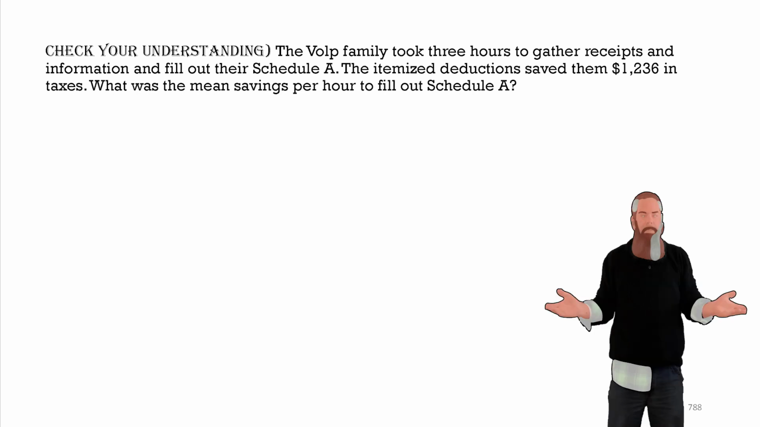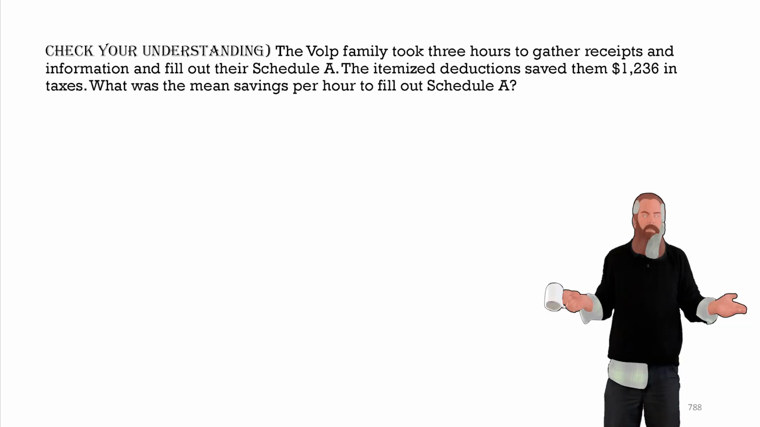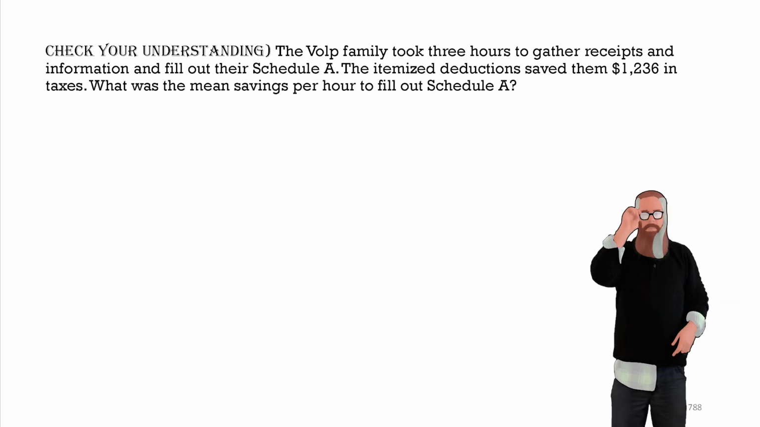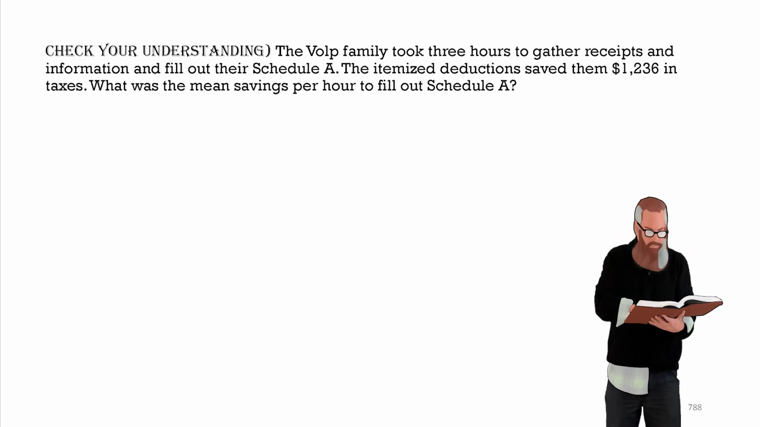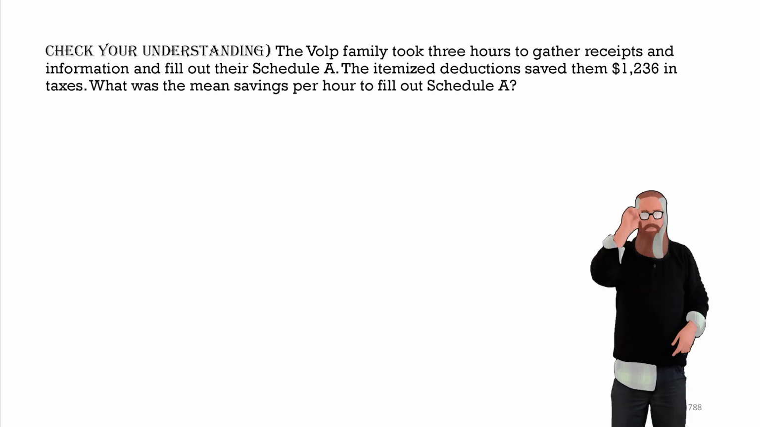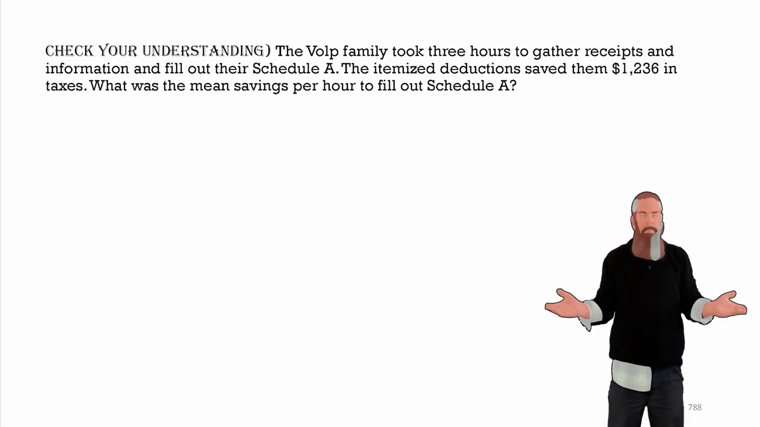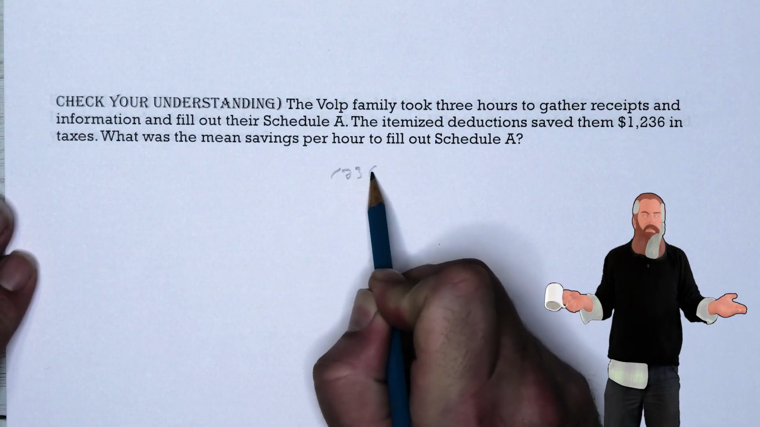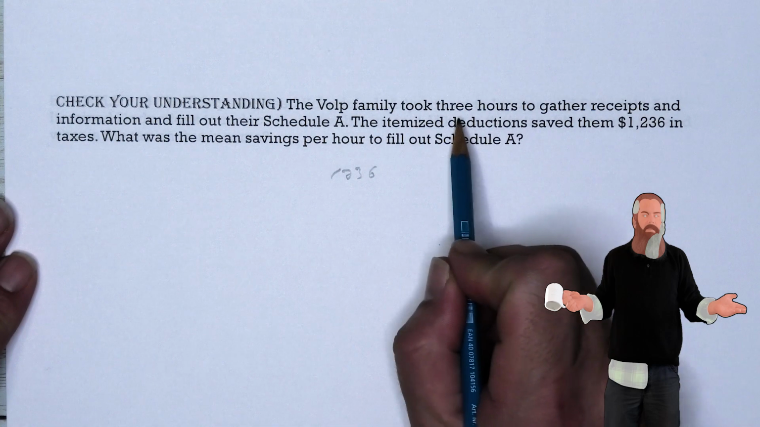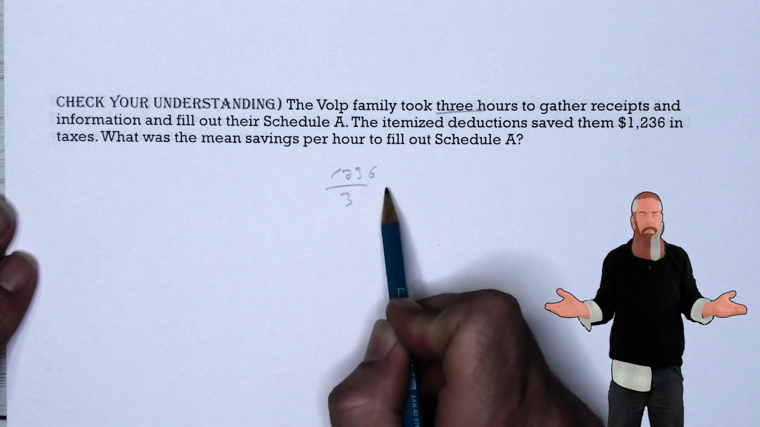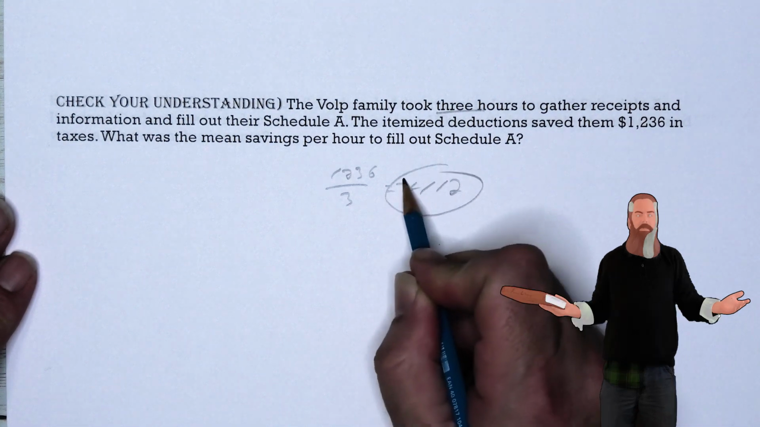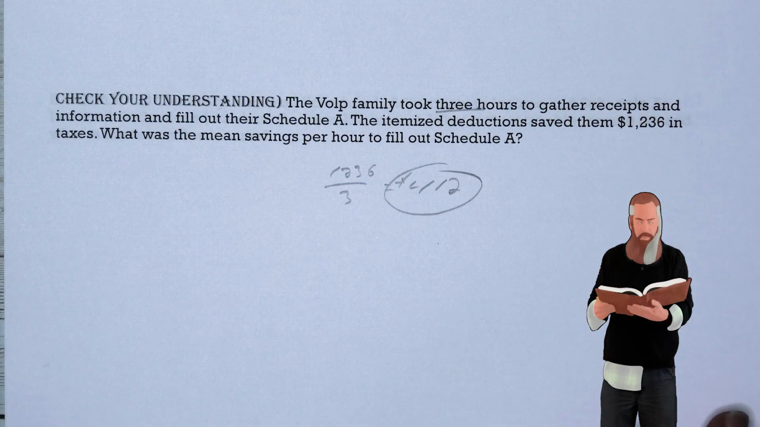Let's check our understanding. The Vault family took 3 hours to gather receipts and information and fill out their Schedule A. Their itemized deductions saved them $1,236 in taxes. What was the mean saving per hour on a Schedule A? Well, if they managed to save $1,236 and they did this in just 3 hours, that means it was as if they were earning $412 an hour just to file their taxes.